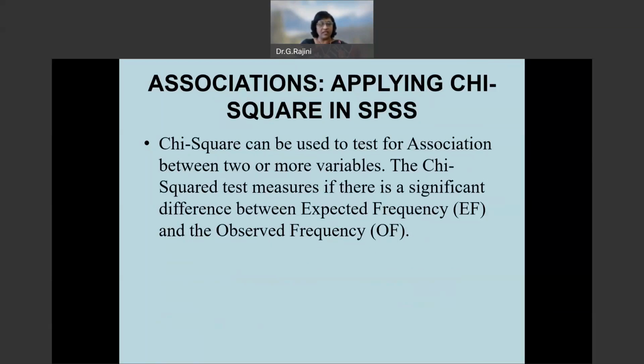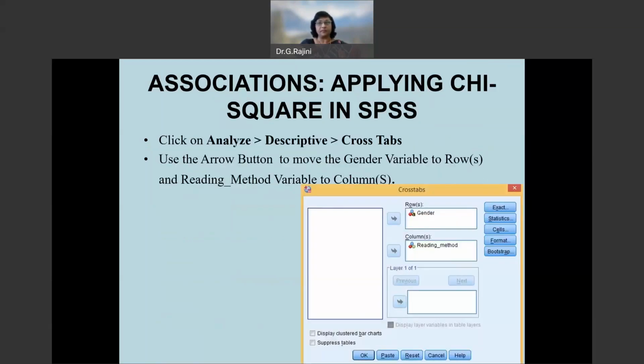But as I already said, there is a condition where you need to report the chi-square. So I am showing you the output of SPSS. Here you go to Analyze, Descriptive Statistics, and then Crosstabs. You will never find a term called chi-square in SPSS. They name it cross tabulation, because we have rows and columns. You use the arrow button to move the gender variable to the rows, and reading to the columns.